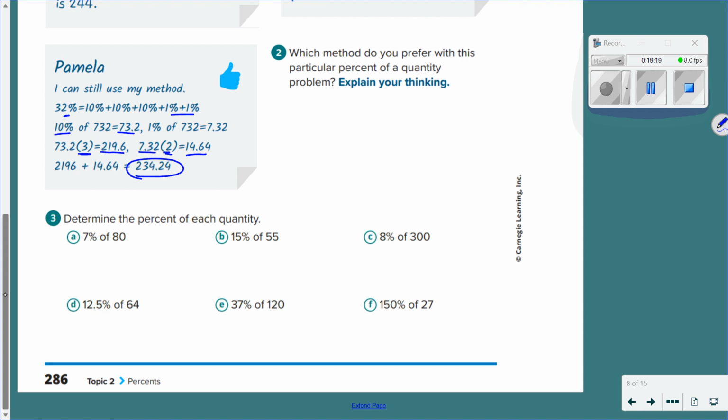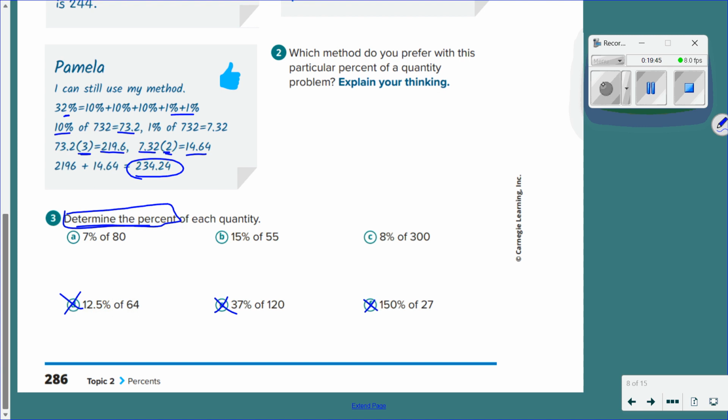Okay, so we'll get to talk. And you don't have to do DEF, but we do want you to pick one of the methods and determine the percent of each quantity. In other words, tell me what 7% of 80 is, etc. So we'll give you guys about 3 minutes to do those 3 problems. Go. Okay, who can tell me what strategy they used for A?